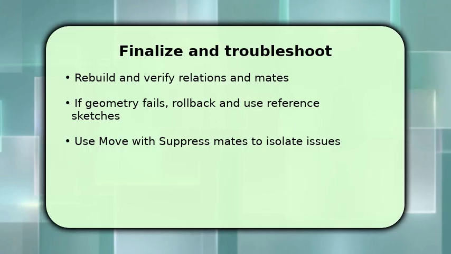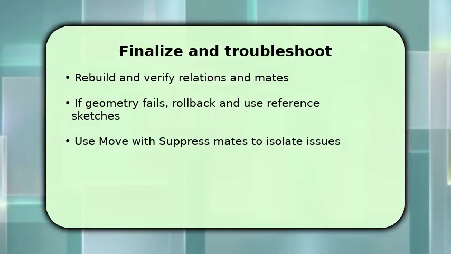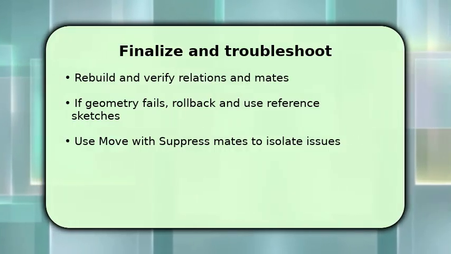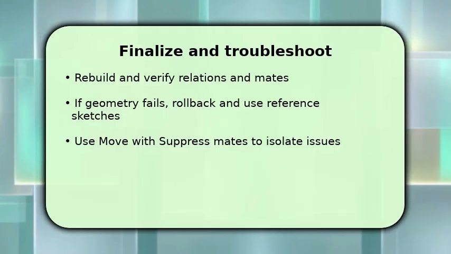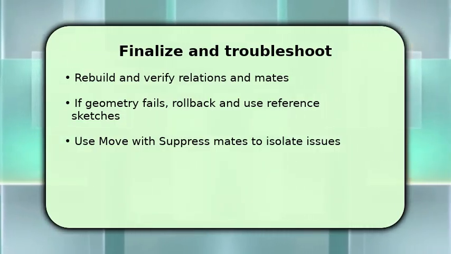Make sure to suppress or temporarily disable problematic mates before retrying, and then re-enable them one at a time to identify conflicts. This isolating step often reveals the single mate or relation causing the failure.